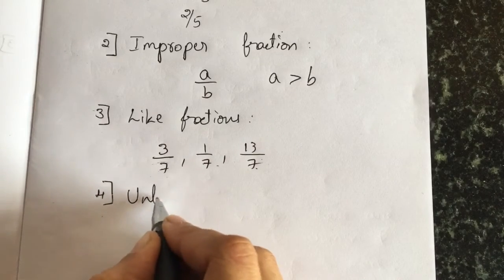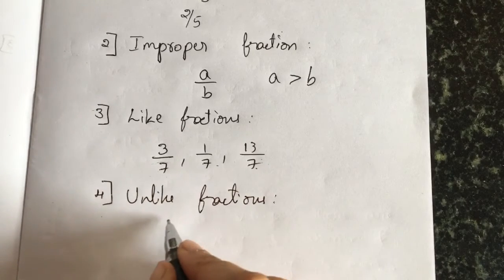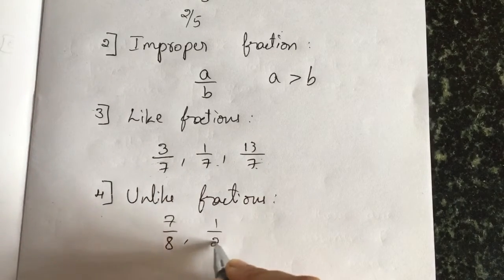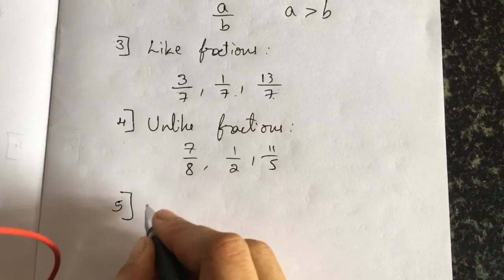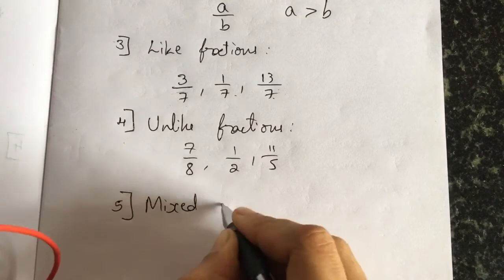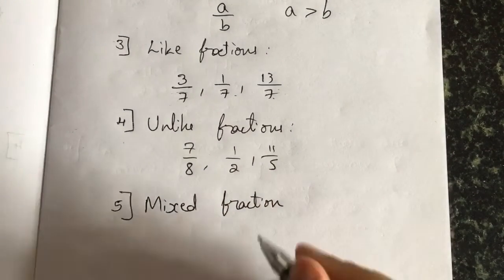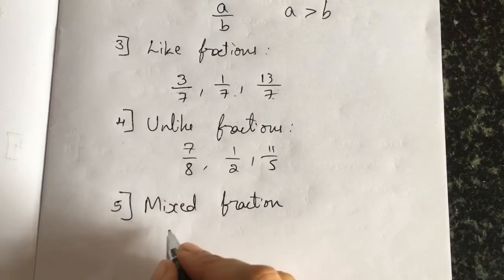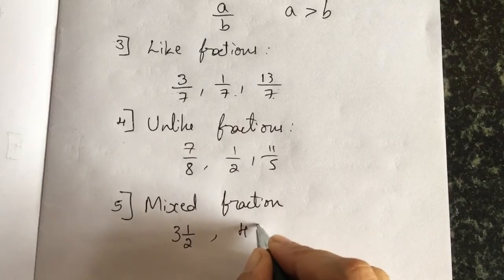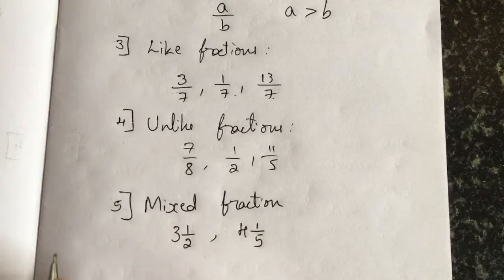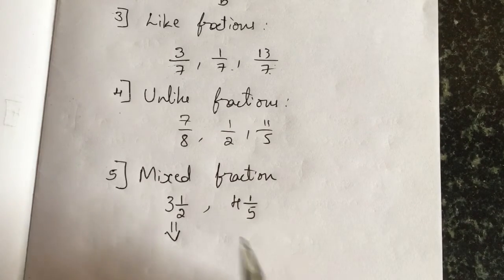Unlike fractions have different denominators, like 7 by 8, 1 by 2, 11 by 5. Okay. Next is mixed fraction. It's a fraction which includes a whole integer along with the fraction, like 3 and 1 by 2, or say 4 and 1 by 5. It's a mixed fraction. I hope you know how to convert them into a fraction.